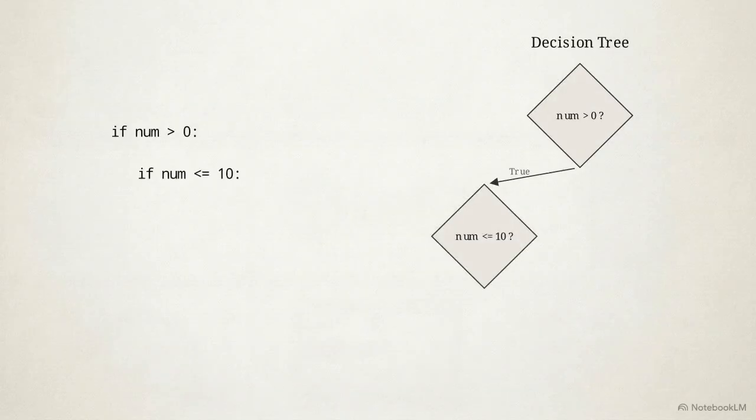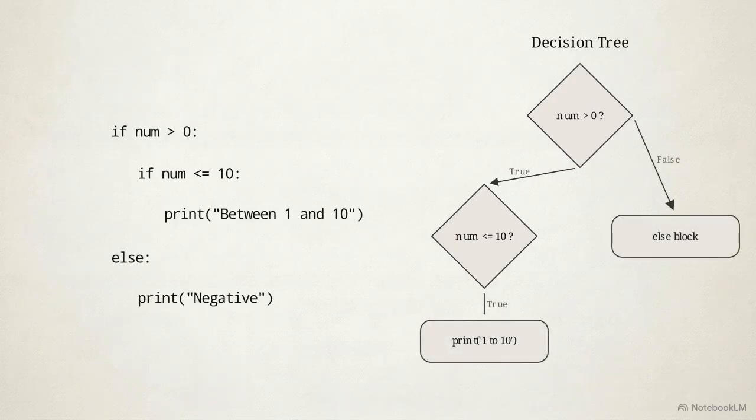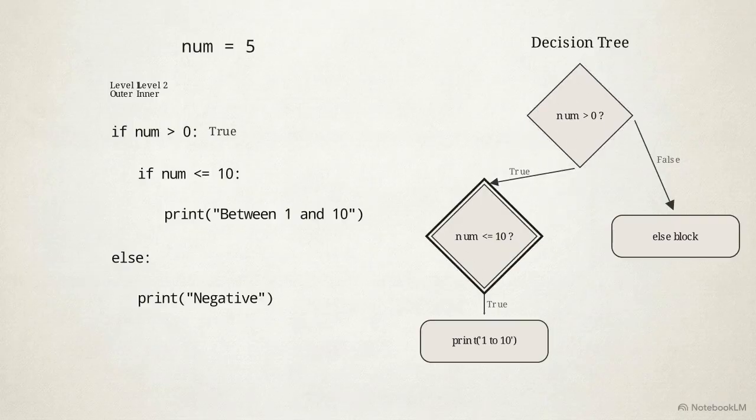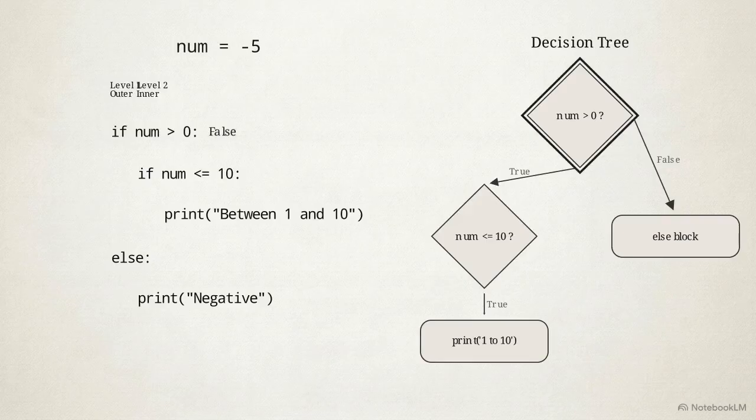You can also place an if statement completely inside another if statement. This technique is called nesting, and it allows you to build multi-layered decision trees. Tracing the execution flow, the program evaluates the outer condition first. It only moves to the inner condition, the second level of indentation, if that first check passes. If the initial number is negative, it skips the entire inner block and drops straight to the bottom else.